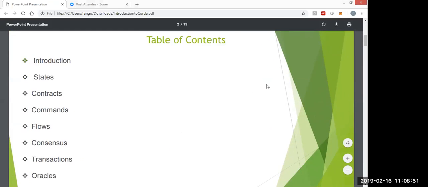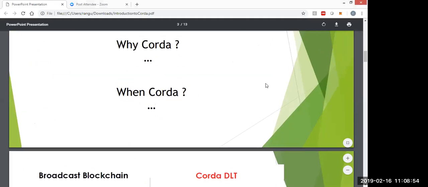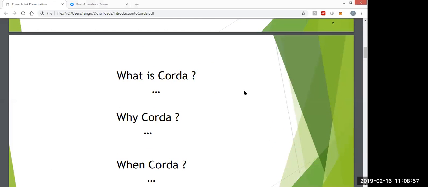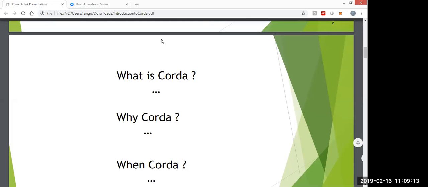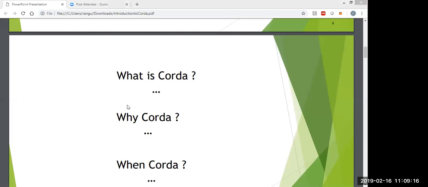Let me begin. I presume the intended audience knows what blockchain is. If not, can you drop me a note in the chat, and I'll tell you what blockchain is. Right, Gopinath says he doesn't know what blockchain is, so I'll give you a quick intro.